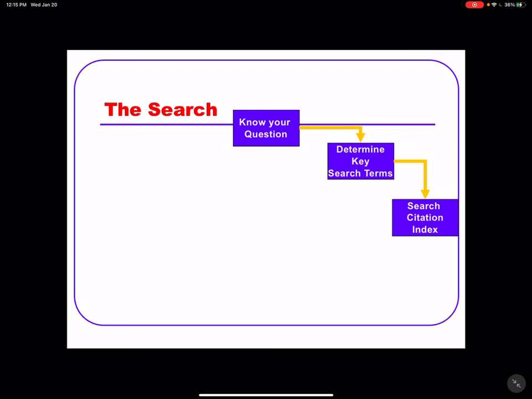So determine your key search terms and then search your citation index. I've got a little video that I've posted to help you use OneSearch at UH Manoa. That will help you find a lot of things. Depending on your topic, you might want to look at other videos. I really like to use Google Scholar, but with Google Scholar, you have to be very specific with your search terms and use the advanced search a lot.